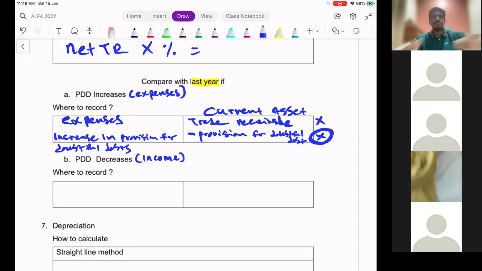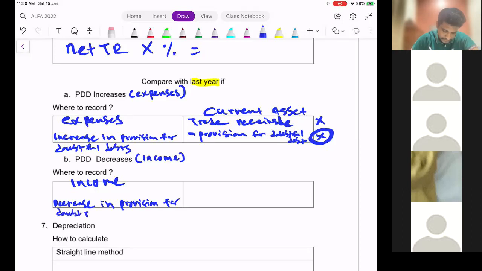Okay, next one is provision for doubtful debt decrease. If your provision for doubtful debt decreases, it's your income. Decrease means it's your income. Then in a debit, we write, oh sorry, not debit, credit. We write income. Go to the income, we write decrease in provision for doubtful debt.